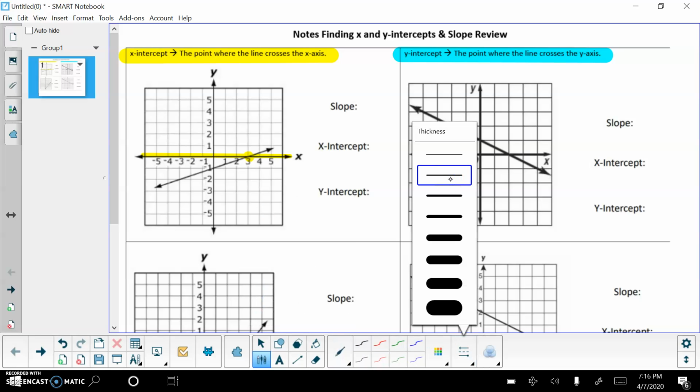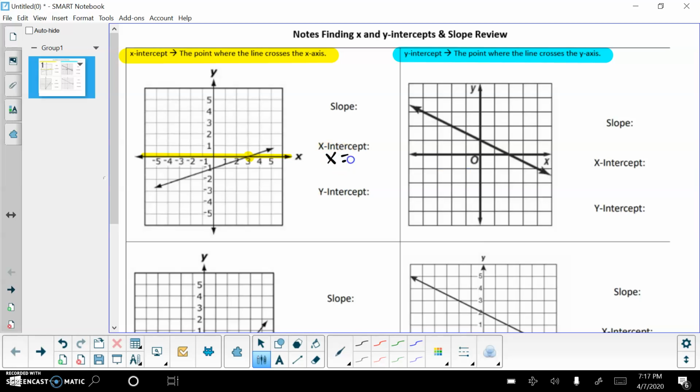Now there's two ways that you can write it. Some people just like to write x equals 3. But if you want to actually give the coordinates of that point, we always do the x number first, and this is an x number 3, and the y number would be the 0. Remember when we write coordinates, it's always x first, y second. X is the sideways, y is the up and the down.